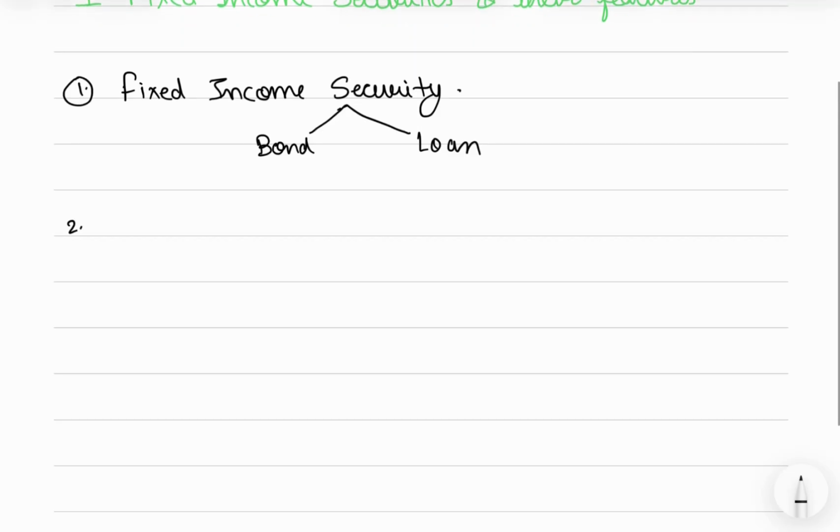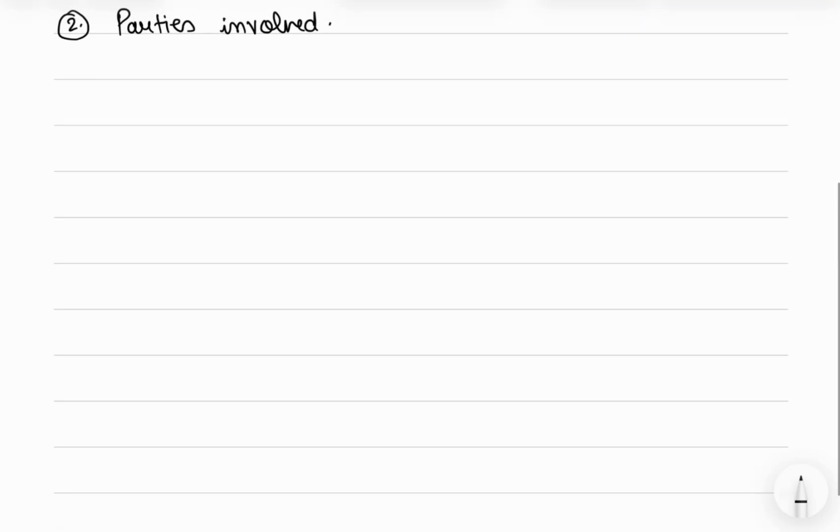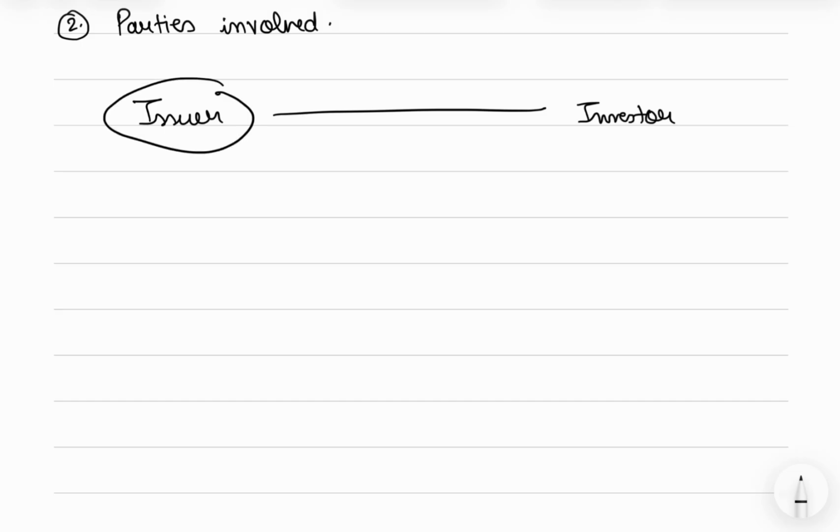Then we have the parties involved in a fixed income security. So we have the issuer and the investor. On one side we have the issuer. The issuer is the one who needs the money. This can be either a government, corporation, local authorities, or even some special entities created for specific projects.